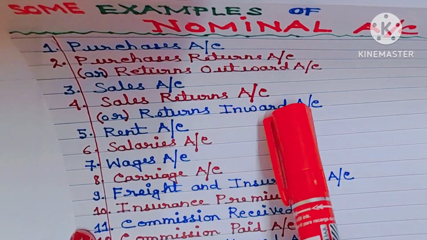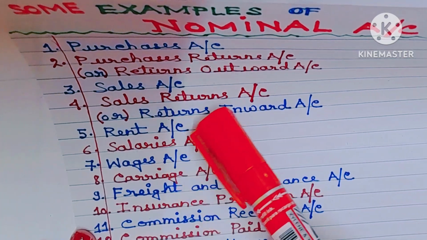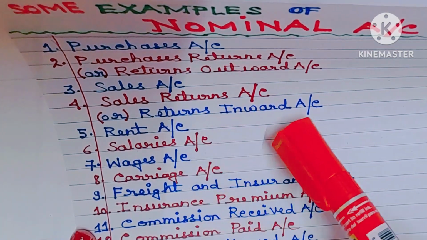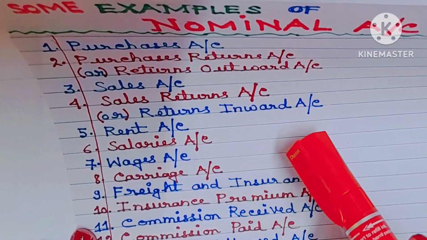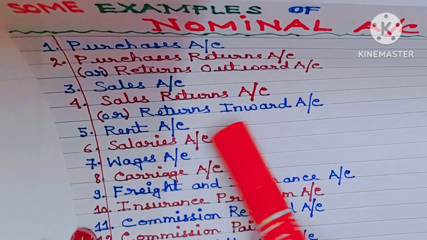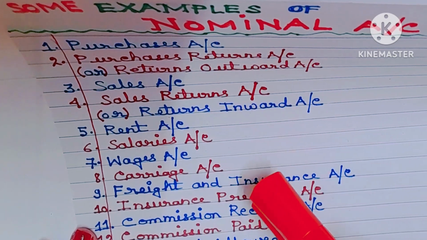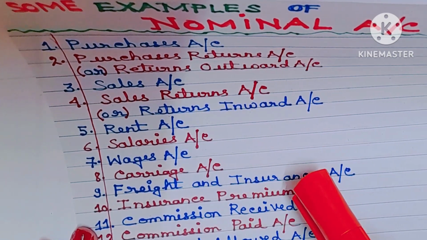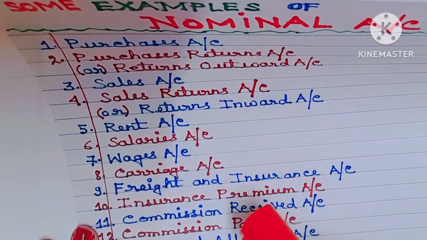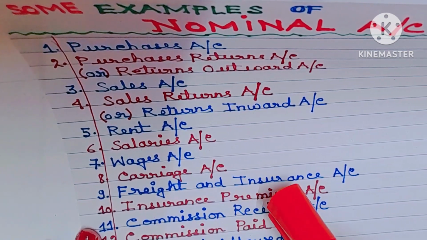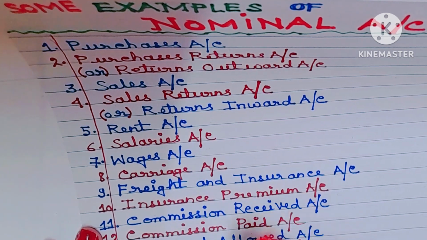Number 4, sales return account or returns inward account. Sales returns account or returns inward account both mean the same thing. Either you can write sales returns account or you can write returns inward account in journal. But why does sales returns account or returns inward account come under nominal account? Well, because when goods are returned by the customer or debtor, sales are reduced resulting in loss. And according to nominal account, all losses and expenses are debit. So, sales return account should be debited in journal.